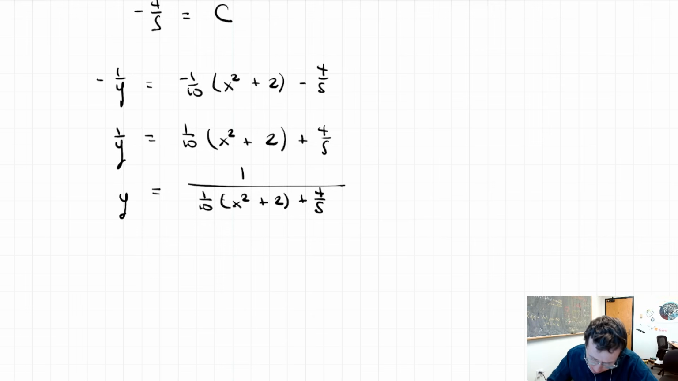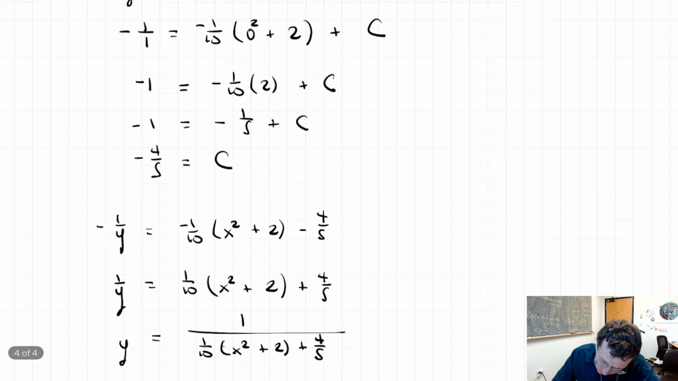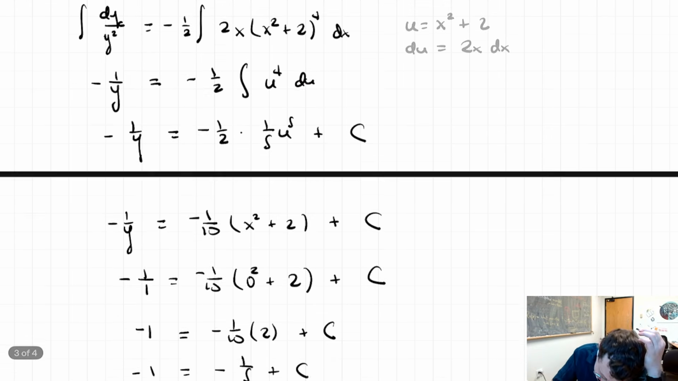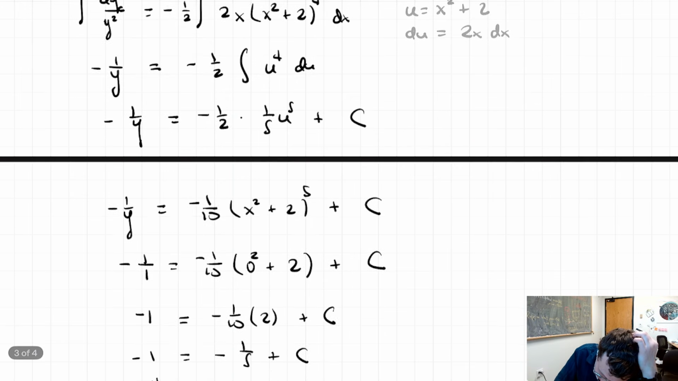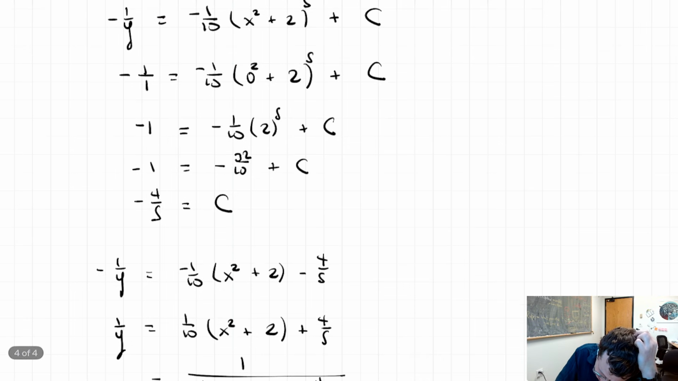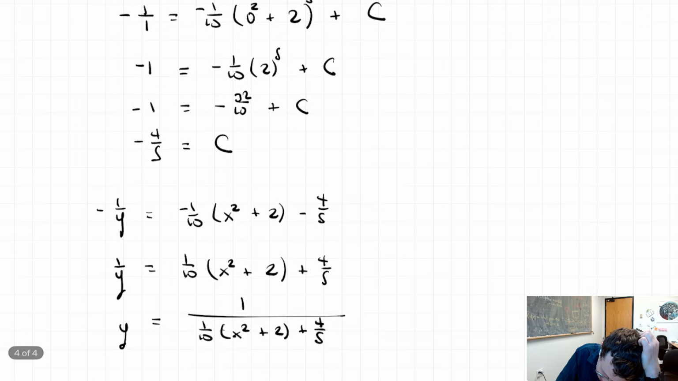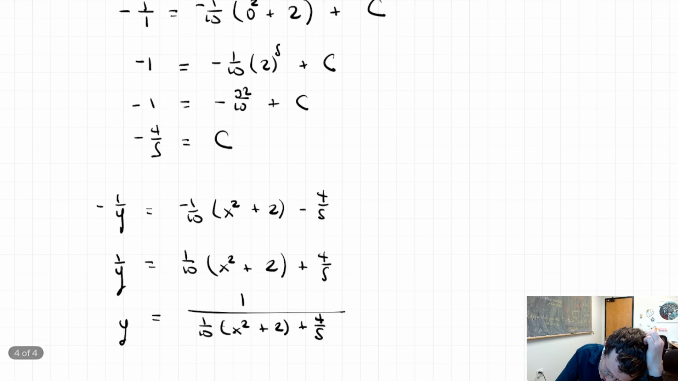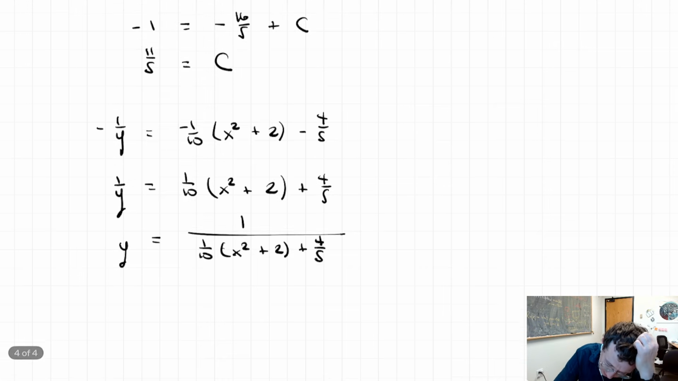I forgot the 5th power. Oh, yeah. Oh no. Yeah, that should be a 5th power right there. So that should be 2 to the 5th. So this should be minus 32/10. Minus 32/10 is minus 16/5. So I add 16/5 to both sides, and I get c equals 11/5.